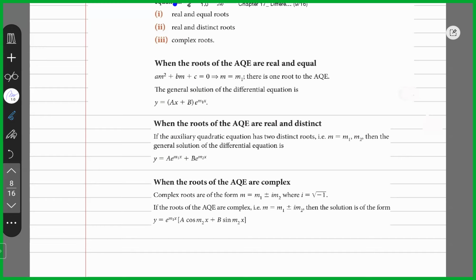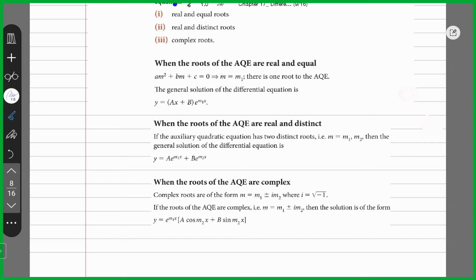Now, when the roots of the auxiliary quadratic equation are real and distinct, the general solution of the differential equation is y is equal to a e to the m1x plus b e to the m2x, where m1 and m2 are the solutions of the auxiliary quadratic equation.